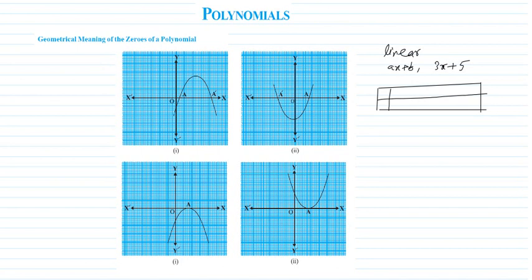To find the points on the graph we can simply draw a table where 3x plus 5 is equal to y. You can choose any value of x, for which you will get the corresponding value of y. Suppose you choose x is 0, you will get y is 5. If you choose x is 1, you will get y is 8. If x is 2, you will get y is 11, and if y is equal to 0, you will get x is equal to minus 5 upon 3.